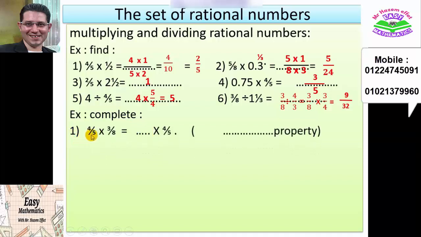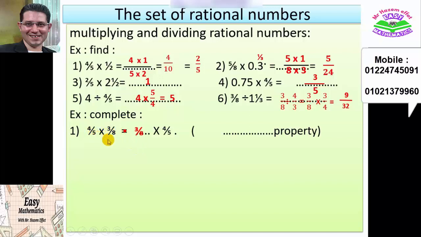We have here 4 over 5 multiplied by 3 over 8 equal what multiplied by 4 over 5. And what about the name of this property? The first time to find the missing fraction here, we can find it from the first side. The first side here helps us to find the missing fraction here. He writes the same fraction 4 over 5 here, so what about the missing one? It will be equal to 3 over 8.